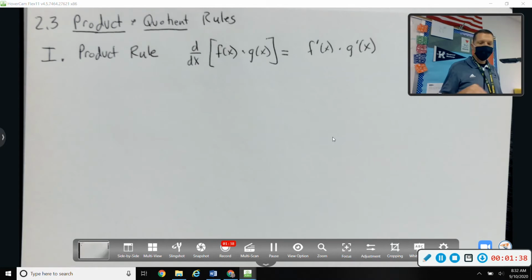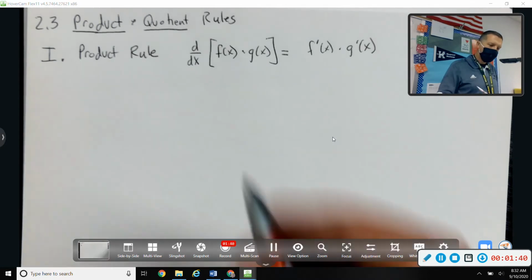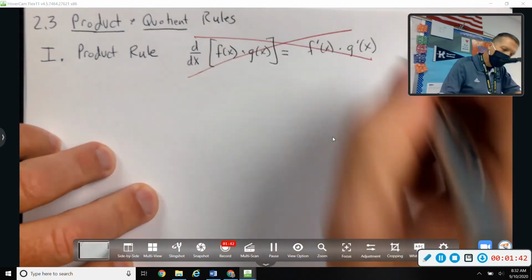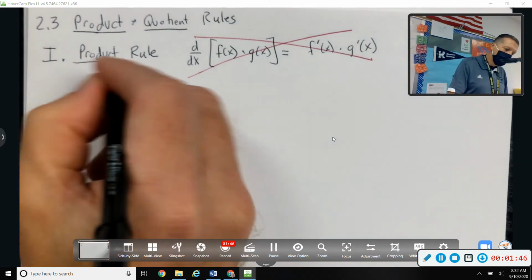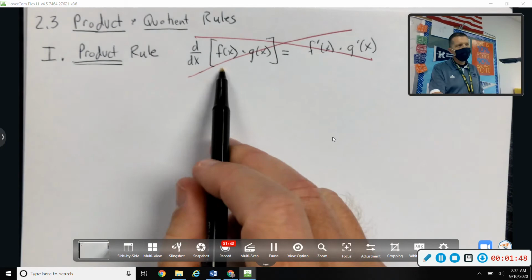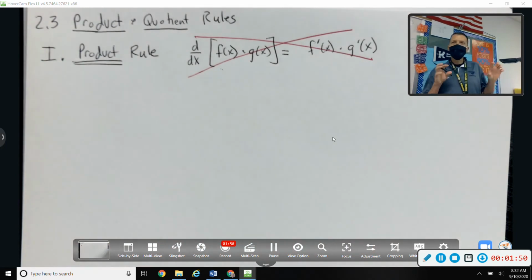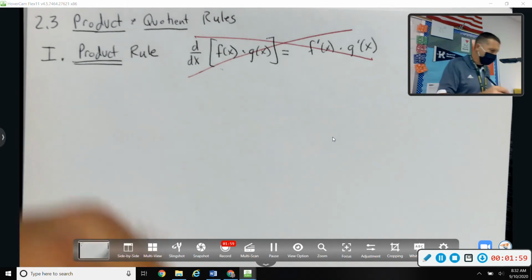It'd be nice if it worked that way. Limits work that way, but derivatives don't work that way. So you can't do that. There has to be this special rule to use to handle when we're finding the derivative of a product. Because you can't just find the derivative of the pieces and stick them back together. It'd be nice, and some of you will try that, but that's not right.